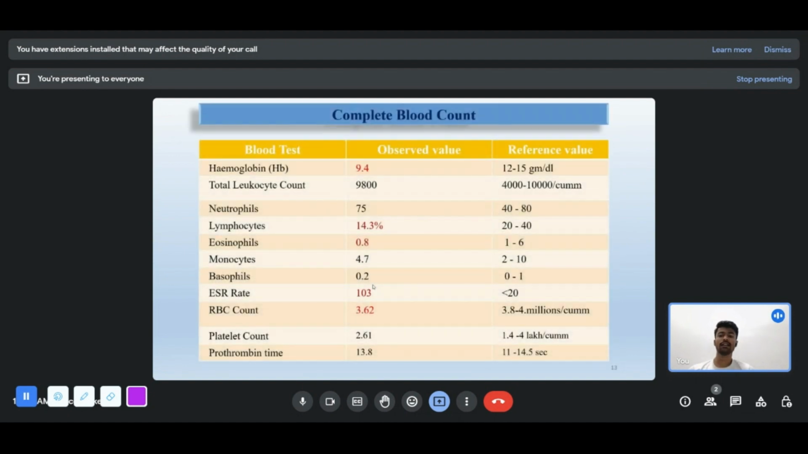Coming to the next slide, a blood test, complete blood count. There are some tests like hemoglobin test, total leukocyte count, neutrophils, lymphocyte, eosinophil, monocyte, basophil, ESR, RBC count, platelet count, and prothrombin time. We can see clearly that the normal level of HB is 12 to 15 gram per dl for the female, and the estimated value is 9.4 gram per deciliter.